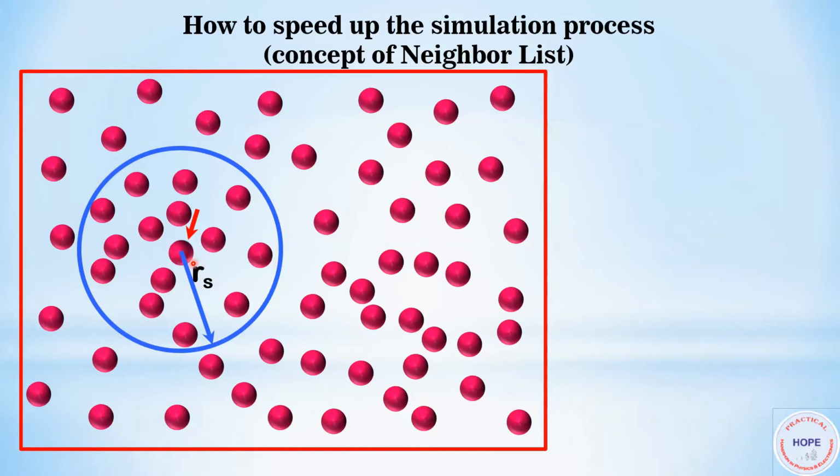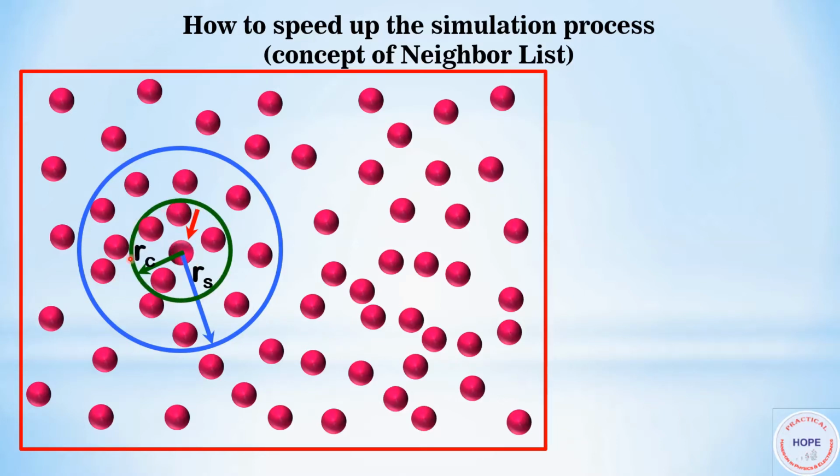Particles within the blue circle are the neighbor list of the center particle. Out of all the particles in the blue circle, we are going to check which particles are at a distance less than cutoff distance RC. Then we can calculate the force on the central particle.